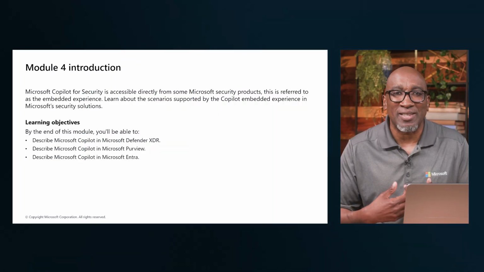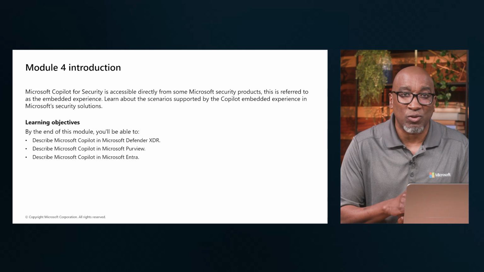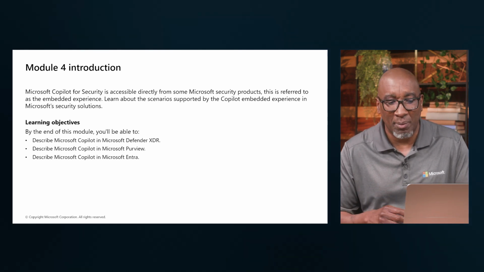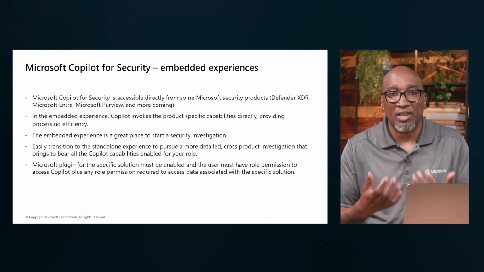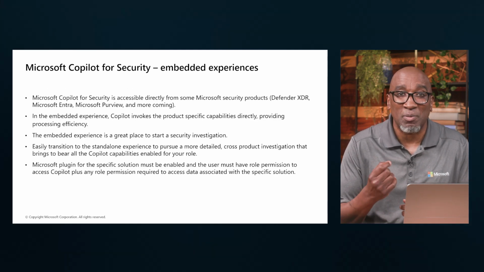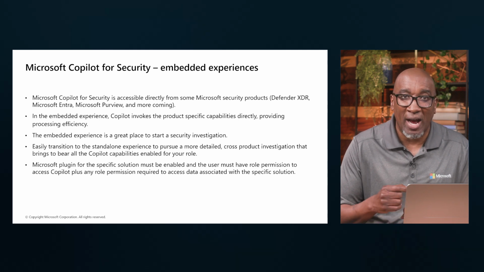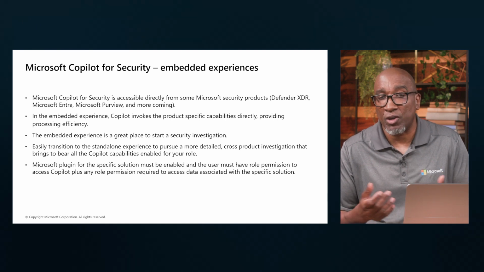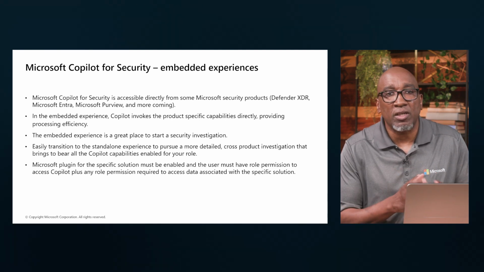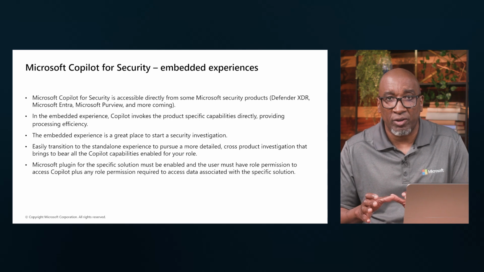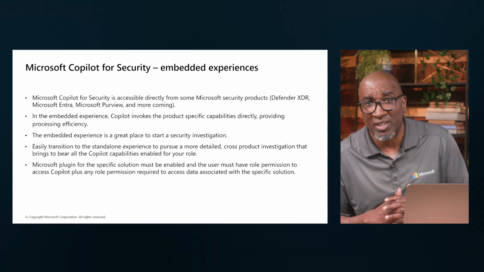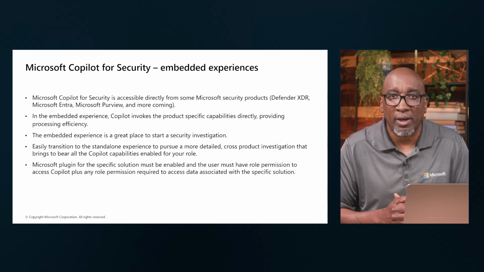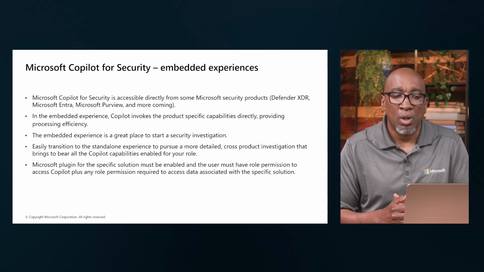Microsoft Copilot for Security is accessible directly from some of the Microsoft security products: Defender XDR, Entra, Purview, and more coming. In this embedded experience, Copilot invokes the product-specific capabilities directly, providing more efficient processing of information. This is a great place to start a security investigation. You can easily transition to the standalone experience if you need more cross-product investigational capabilities and you want to leverage all of the capacity that Copilot has enabled for your role.